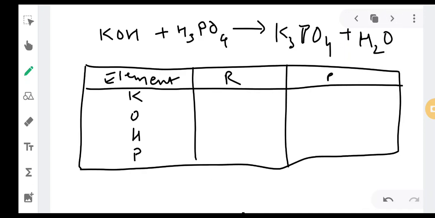So this was one type of reaction. We will see about another type of reaction. In this reaction there are generally 4 elements, if you can see. There are 2 reactants and there are 2 products.